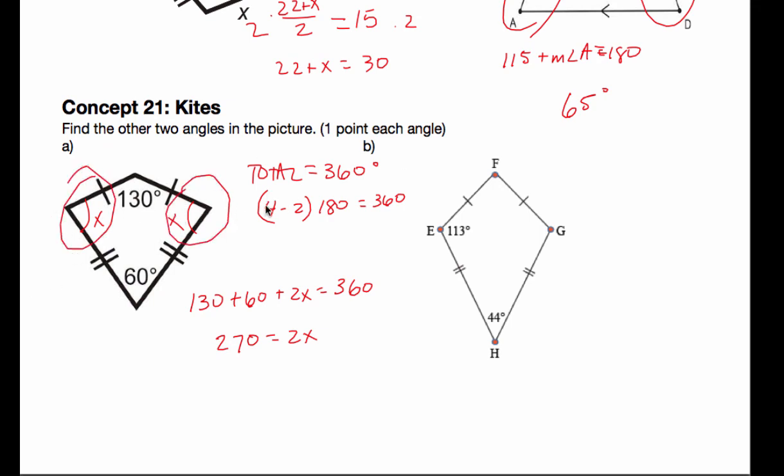Same thing here. Just like these two were congruent, these two are congruent. So this is 113. Enter the 360 fact. Well, 113 plus 113 plus 44 plus the measure of angle F equals 360. That's a subtraction problem.